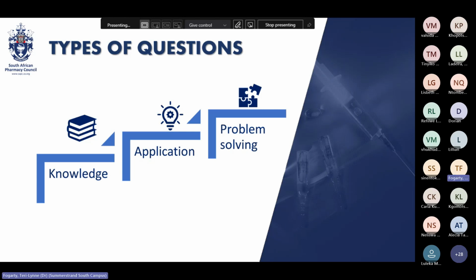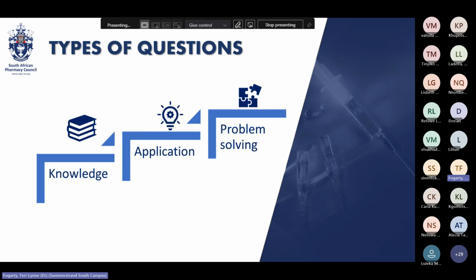A step up from a knowledge question is an application question. An application question considers the knowledge, but applied in a certain situation. So there will be a little bit more detail, or you'll be given a scenario, a little story, and then you've got to use the knowledge that you have and apply it to that story to be able to identify the correct answer, the single best answer.